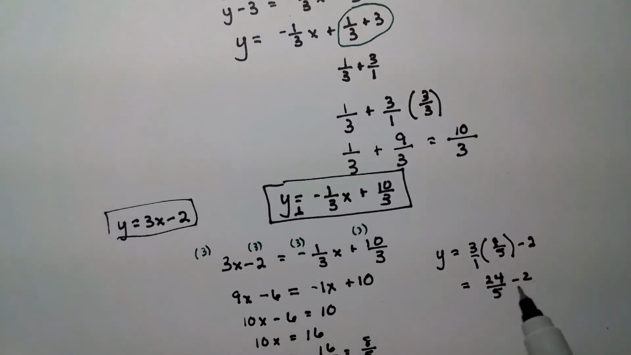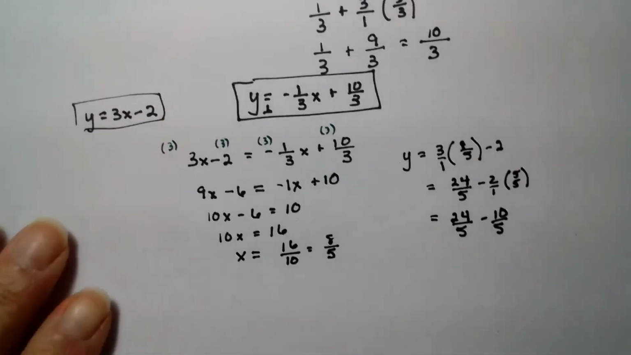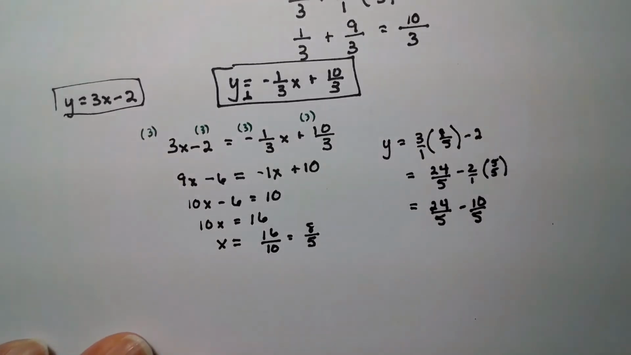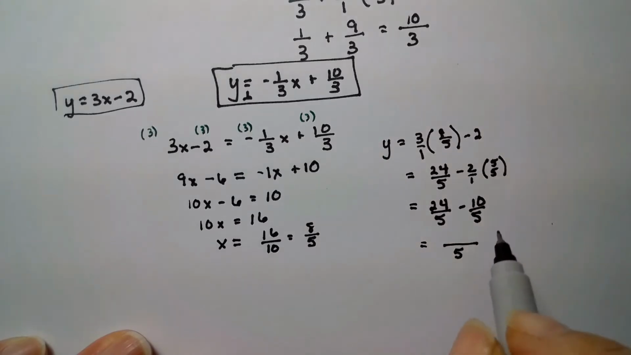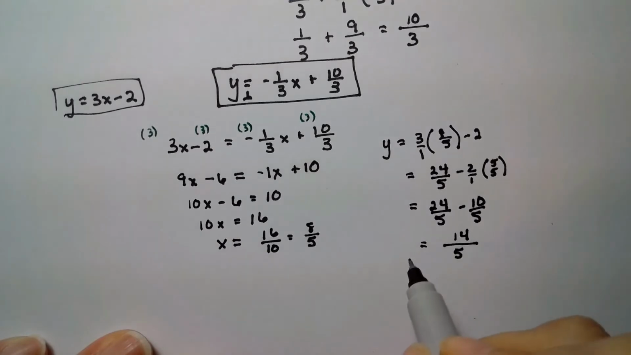Okay, and now I've got to combine these again. So I can multiply 2 over 1 by 5 over 5 to get the denominators to be the same. That's 24 over 5 minus 10 over 5, right? 2 times 5 is 10, 1 times 5 is 5. The denominators are the same, and so now that means that I can go ahead and add or subtract the numerators and put the same denominator, one denominator, right? 5. 24 minus 10 is 14, and I can't reduce that anymore.